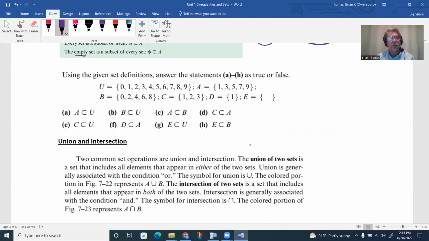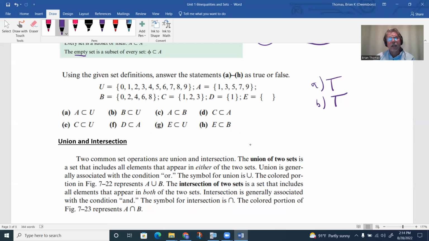So the first question is, is A a subset of U? In other words, does every element in A belong in U? So if we see 1, 3, 5, 7, 9 in U, then that's a true statement. So A is going to be true because every element in A is in U. Is B a subset of U? Well, 0, 2, 4, 6, 8 are the values in B. Do those elements exist in U? So yes, that's true.